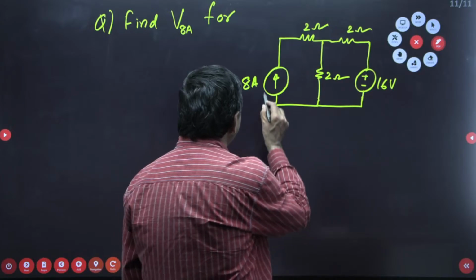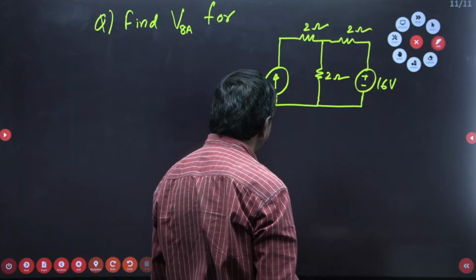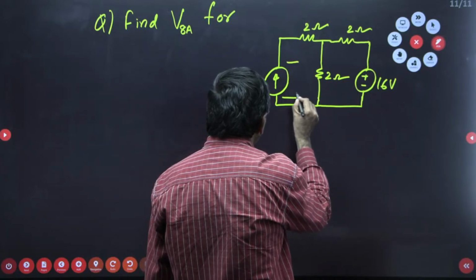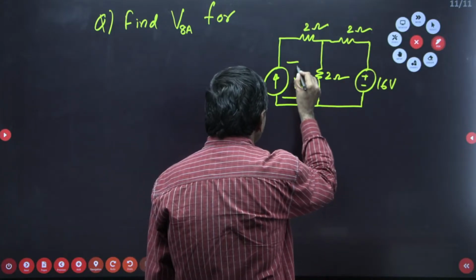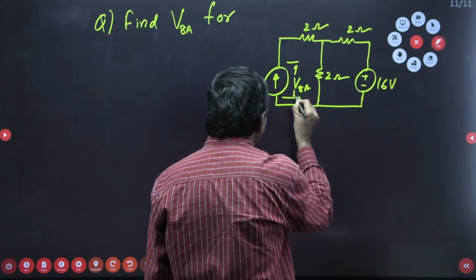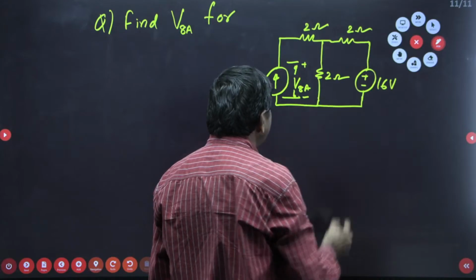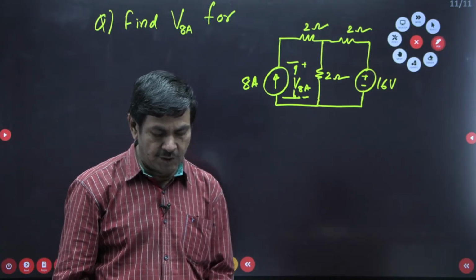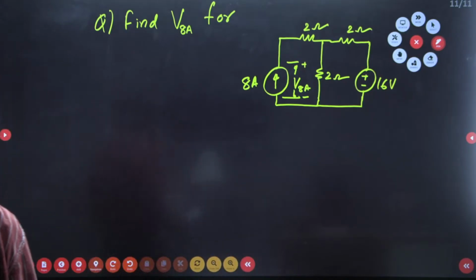Anyhow, here given 8 amperes, 2 ohms and 2 ohms, 2 and 16 volts connected. It is asking to find the voltage across this. The voltage across this is given as V of 8 amperes. The polarity is also given, this must be a plus, this must be a minus. Can anybody find the voltage across this 8 amperes current source without my help? What way can we find it?